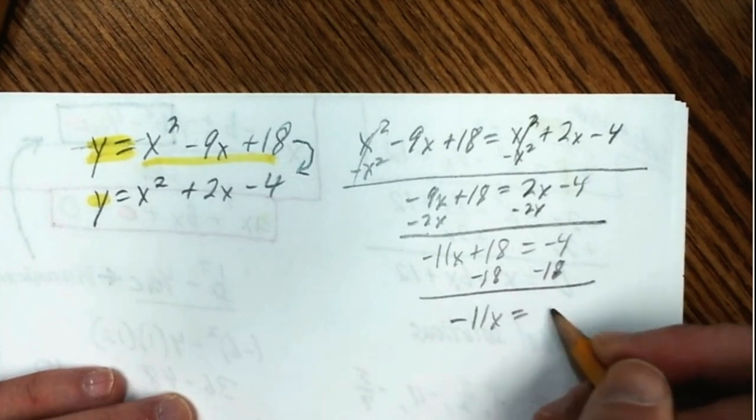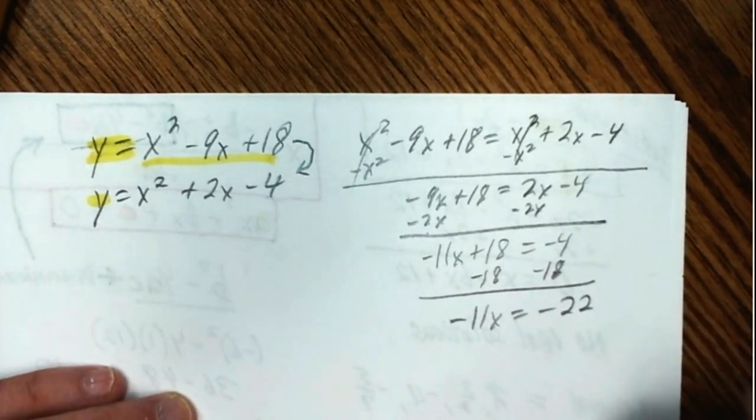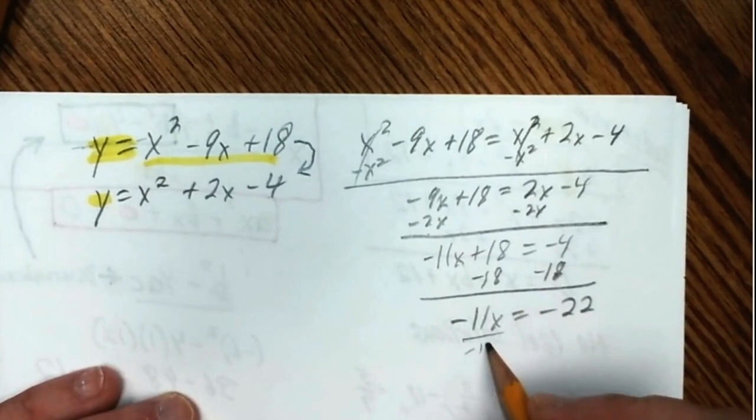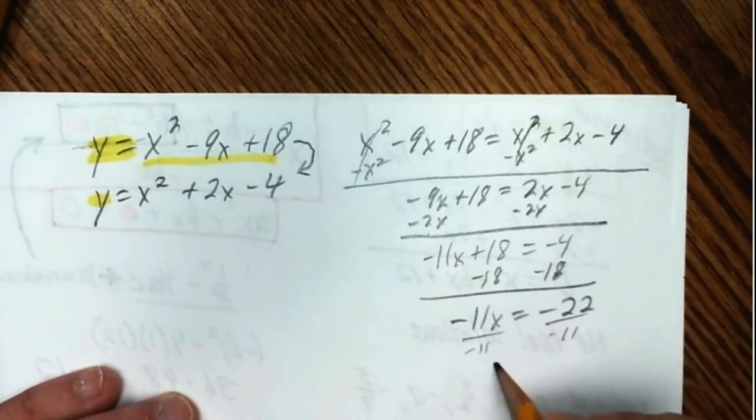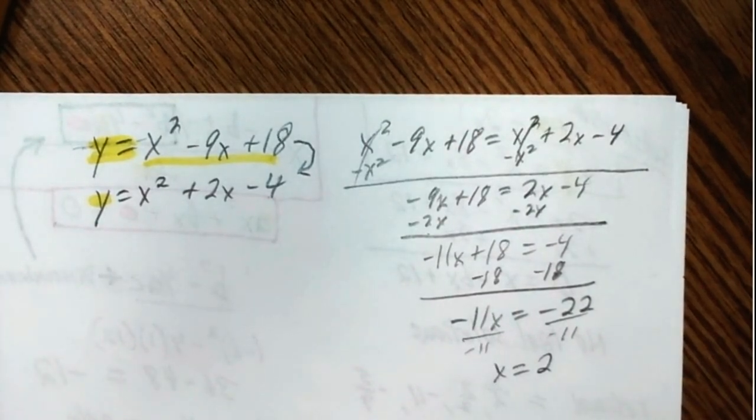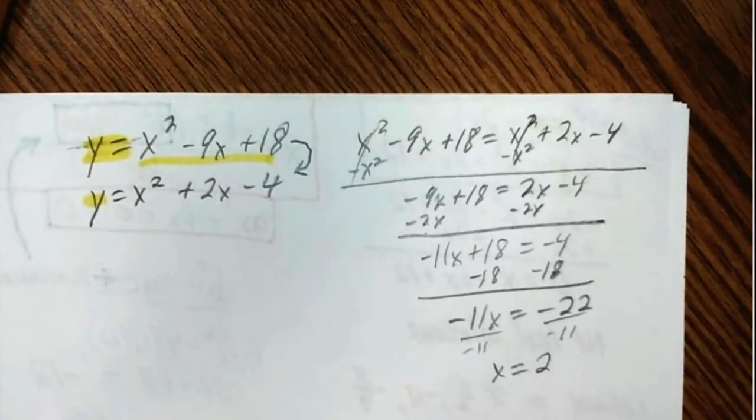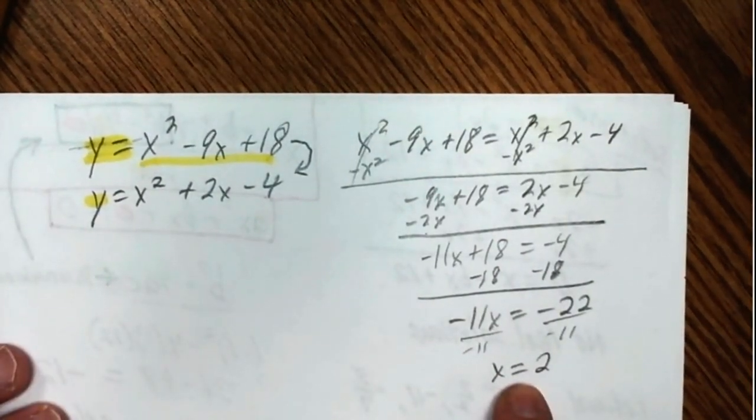-11x equals -22. Divide by -11. X equals 2. Look at that. One solution. Just one solution. We had all of this going on with 2 parabolas, got all this quadratic stuff going on. One solution. So what is that solution?